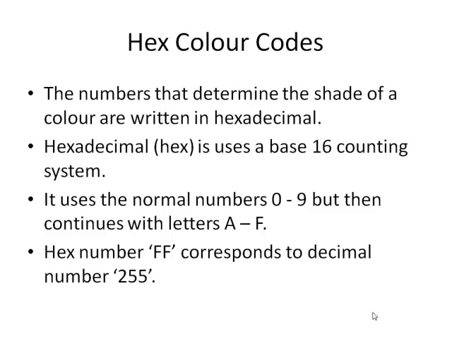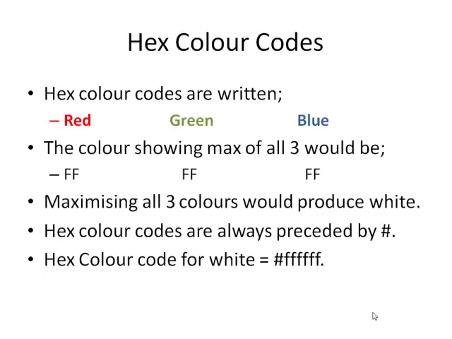So the number 255 in a decimal counting system amounts to the hex number FF. Hex color codes, as I say, are written red, green, blue, so if we had FF, FF, FF, we'd have maximum red with maximum green with maximum blue, and if you maximize all of them, you wind up with white. If you wanted the most red color possible, it would be FF0000, because that would be maximum red with minimum green and minimum blue. So we can change the values to produce our hex color code. Hex color codes are always preceded by a hash mark.